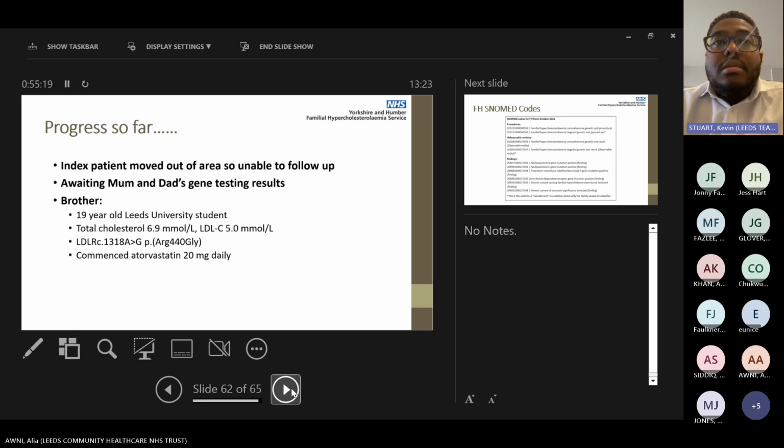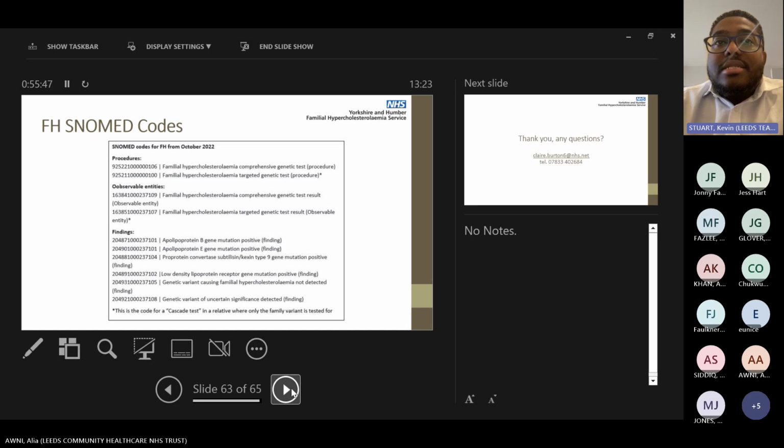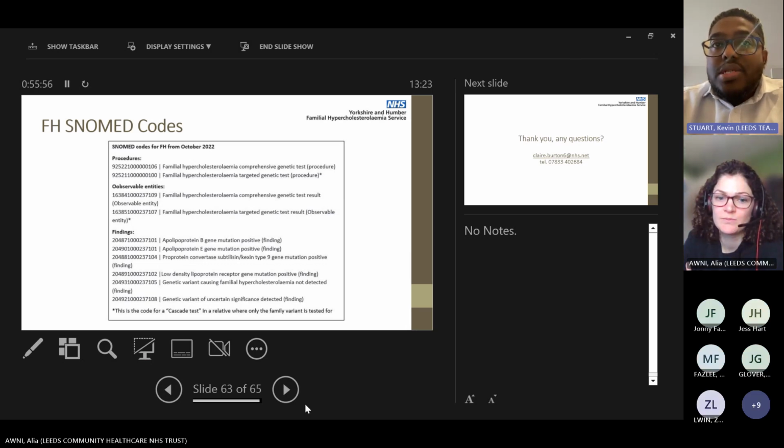So the index patient has moved out of area, so we're not able to follow up and close the case. We're still awaiting mum and dad's gene results, and the brother is still in Leeds University. And as I said before, he also was positive for the LDL receptor mutation and commenced on atorvastatin 20 milligrams daily. Next slide. This is just to say that with all the FH diagnoses, there's now different SNOMED codes according to where the mutation is found, and that we've started attaching these SNOMED codes to the diagnosis so that we can have accurate records and tracking throughout.